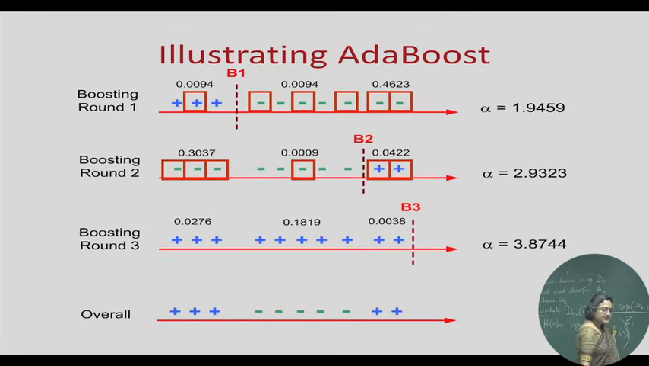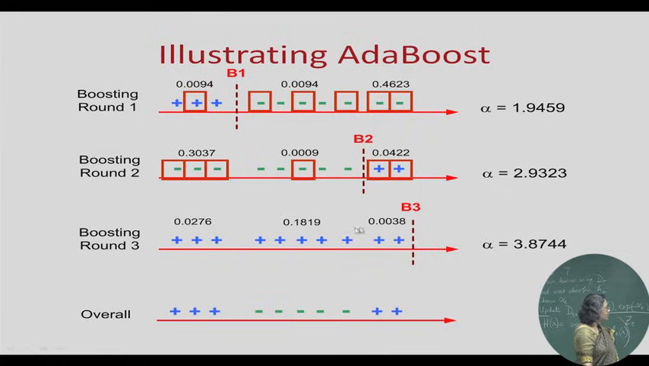Now the next round takes place. We have this new distribution from which the data points are sampled, and let us say these 6 points in squares are sampled, and the learner that you come up with is B2. B2 again makes errors on these 3 examples, and based on this, the probabilities of these examples are increased and the others are reduced, and alpha in this case is computed to be 2.9323.